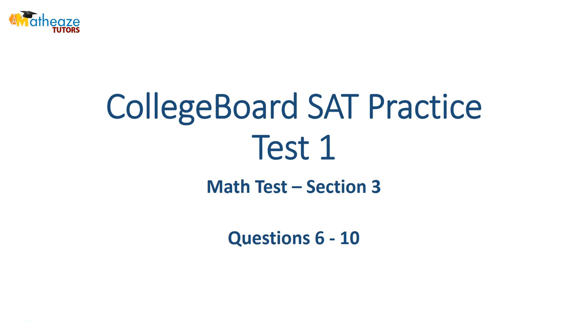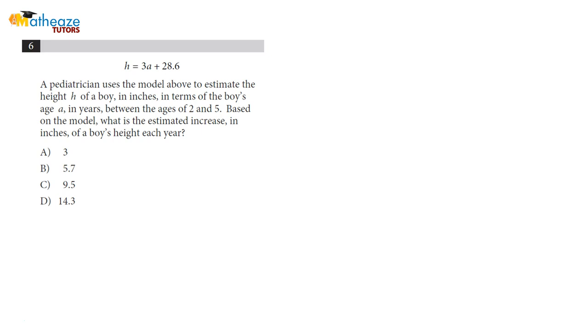So we're going to look at how to solve questions 6 to 10 of the College Board SAT Practice Test 1, and that's going to be the Section 3 math test, the one that requires no calculators. In this question it states, a pediatrician uses the model above to estimate the height h of a boy in inches in terms of the boy's age a in years between the ages of 2 and 5. Based on the model, what is the estimated increase in inches of a boy's height each year?